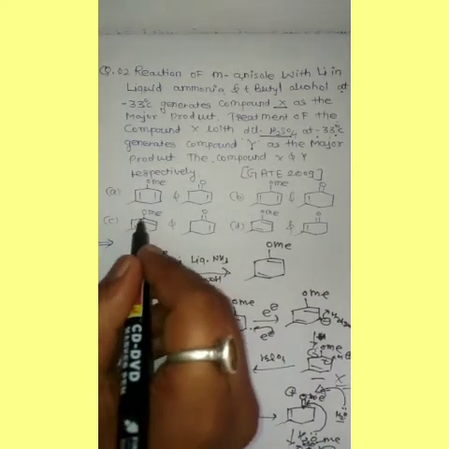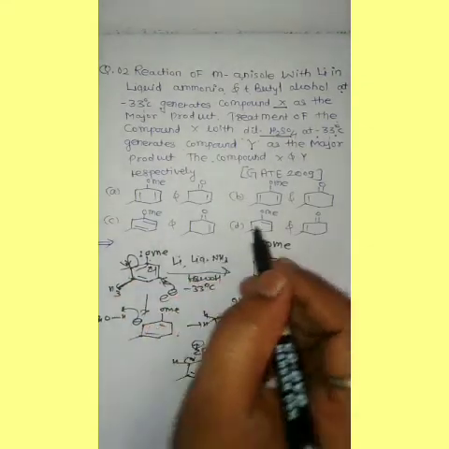Okay, this is our Y. Now find this X and Y in the options. This is our X, this is the Y. This is not Y, so option D is correct.